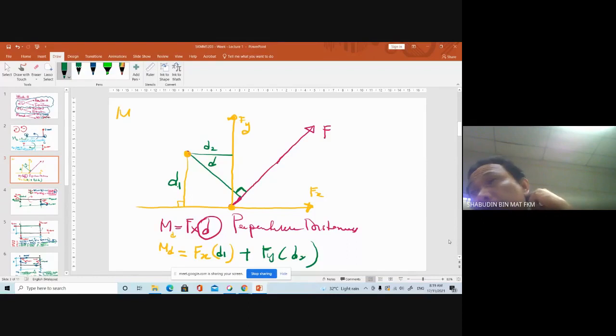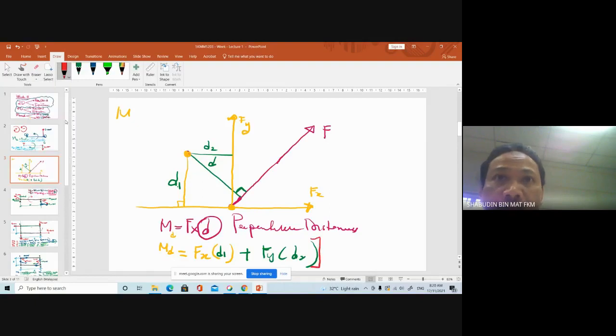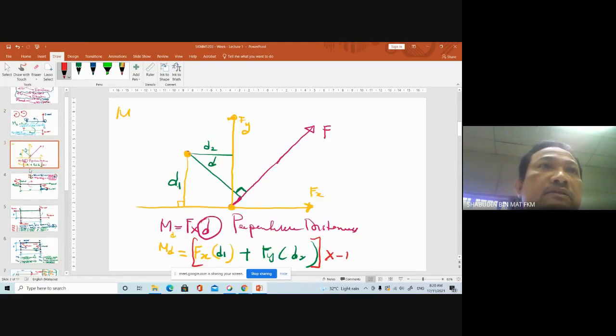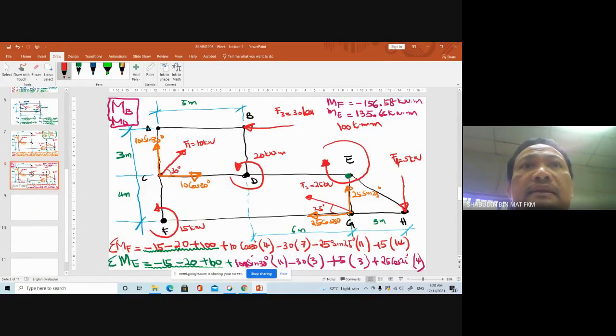That is the concept of taking the perpendicular distance for the moment. Since all of the forces are anti-clockwise, you may multiply all of those by -1, because that one gives you a clockwise and that one gives you an anti-clockwise. So that is the concept of moment. On here, I will share the slide today. So we did here until yesterday, to get a moment at point E.